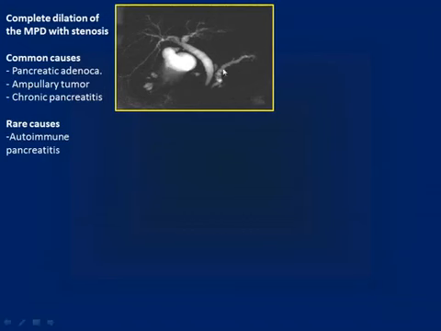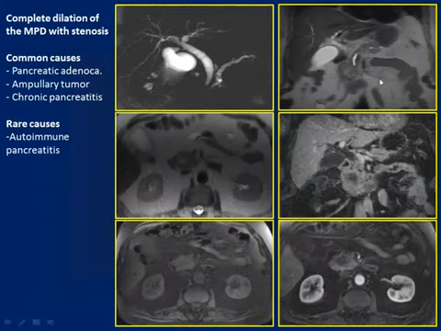When we see a dilation, complete or almost complete, of the main pancreatic duct, we have to think of common causes and rare causes. Among the common causes, pancreatic adenocarcinoma is the first possibility. And when we see a double duct sign, it is the most likely possibility, like in this example, which is of course confirmed by the other sections we obtained during the MR examination, which shows a relatively large tumor of the head of the pancreas. So this was a pancreatic adenocarcinoma.